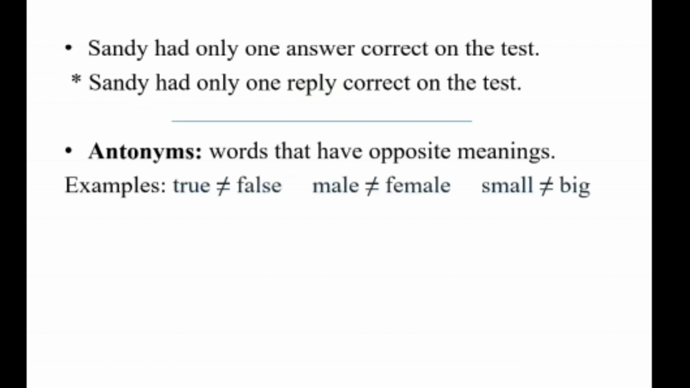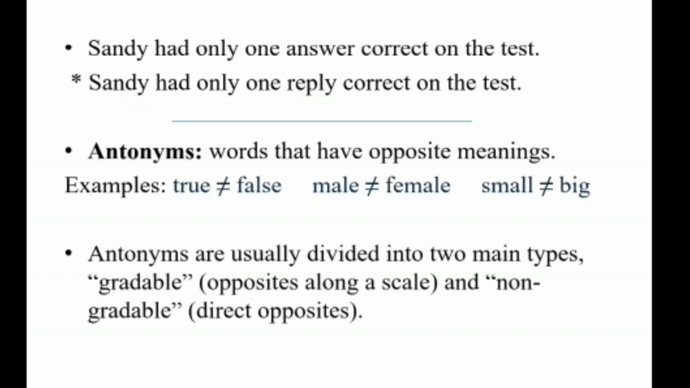Now let's go to antonyms. Antonyms are words which have opposite meaning. For example, true is the opposite or the antonym of false. Male and female are antonyms, and also big and small. Antonyms are usually divided into two types, gradable and non-gradable.